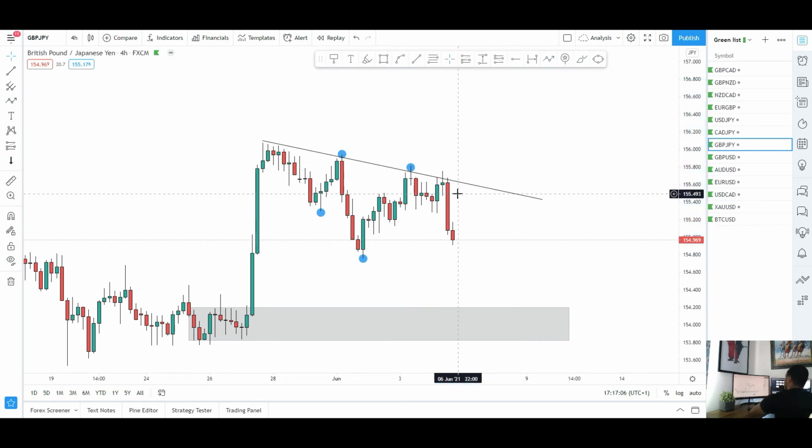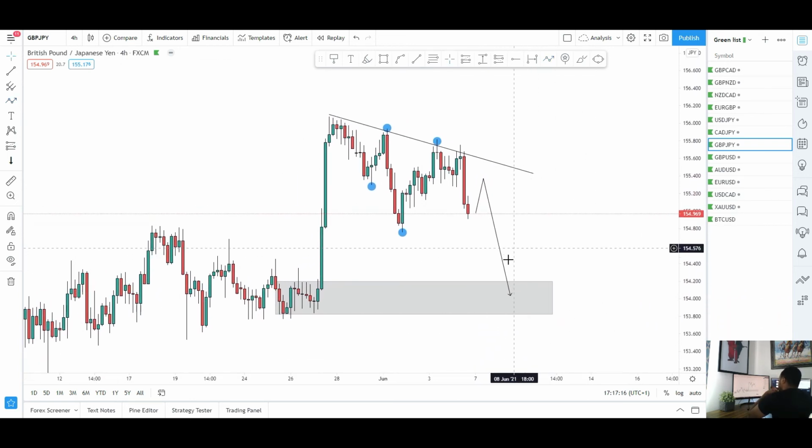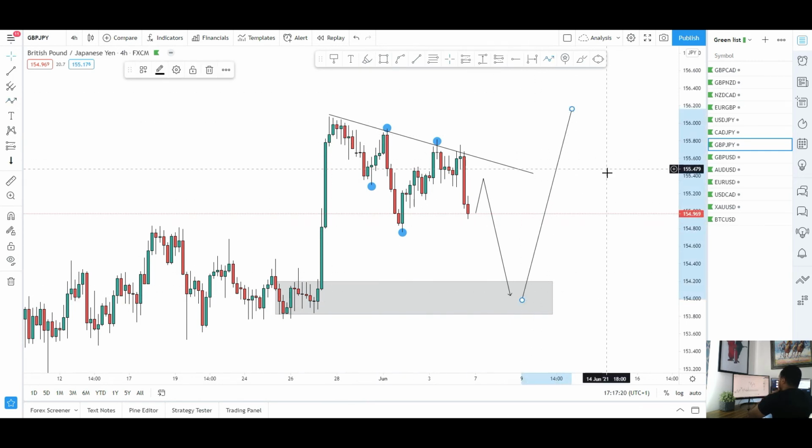But as long as we don't, we obey that structure, looking for a pullback potentially into that trend line or into price support, now resistance, and we'll be looking to target that 154 area. And if we do get some nice confirmations, can look to buy from that area as well and look to take that higher back to highs as well.